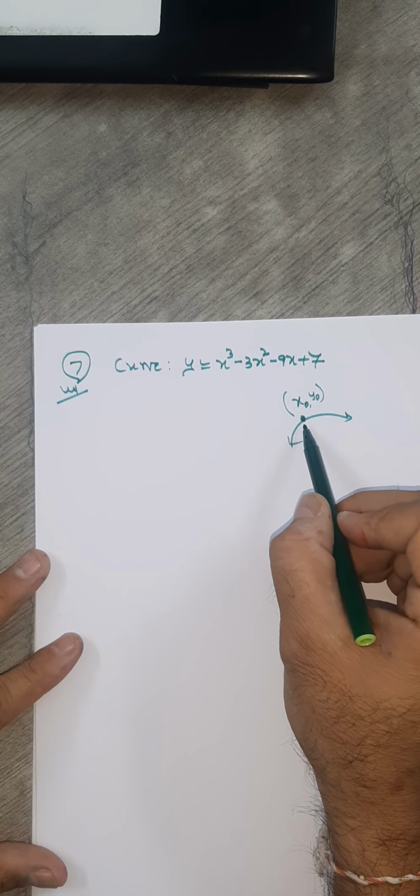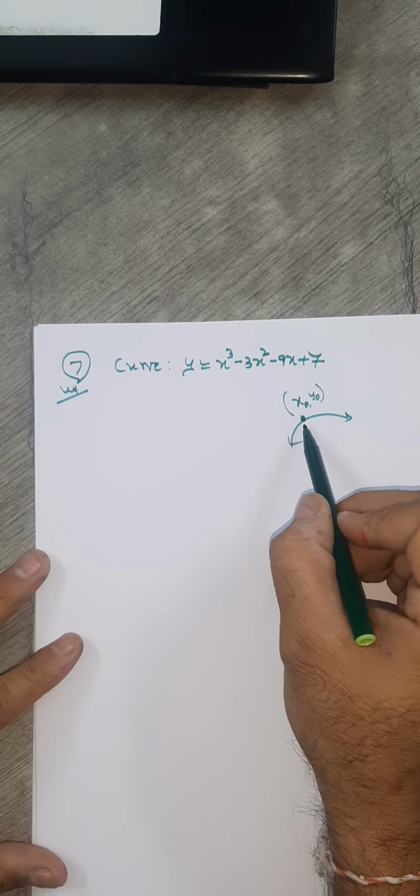So if I draw a tangent at this point, then it should be parallel to which axis? X-axis. What's the slope of the x-axis? 0. So indirectly slope of the tangent you are given. So from there you will get the x0 and y0. Here tangent is parallel to x-axis, and therefore slope of the tangent equals to 0, as slope of x-axis is 0, you know.